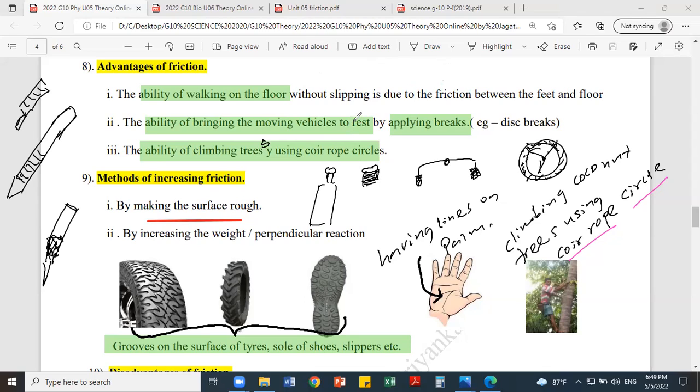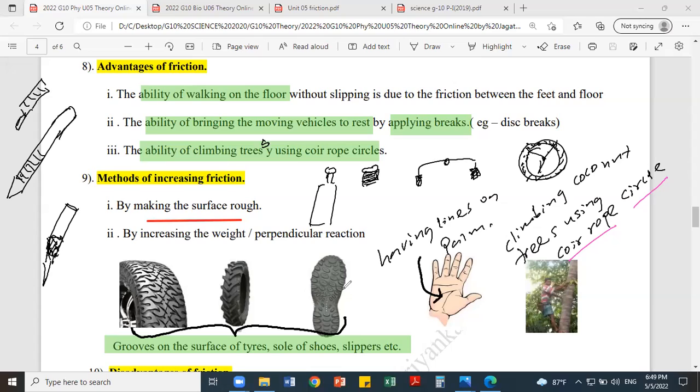So that's why the gecko can climb on the surface of the wall and will not fall down. Like that, I am asking you to explore this and see whether it is due to a special property of the surface or due to friction. But if you take the opposite of this, reducing friction, what are the methods of increasing friction?